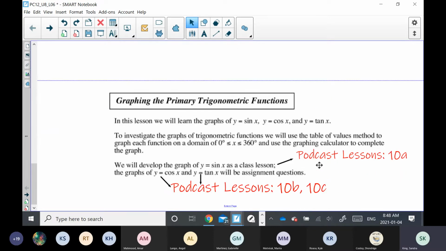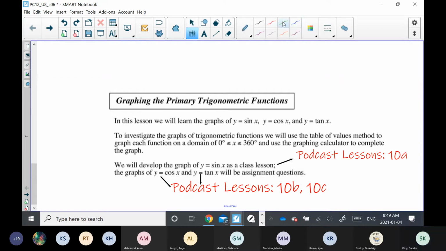What I want you to write down is that the sine graph is podcast 10A. You do not need to watch that because that will be this entire lesson. The cos graph, y is equal to cos of x, I want you to write podcast 10B. And then the tan graph is podcast 10C. Before you even start today's homework, you're going to watch these 2. Your homework is going to be on cosine and tangent, but you're going to watch this 8-minute video and this 3-minute video before you do any of today's homework.